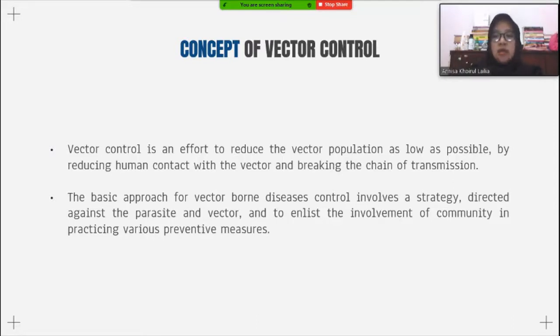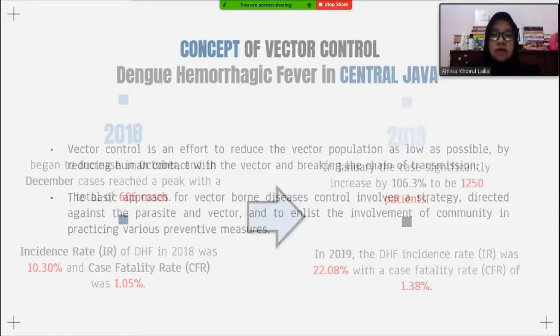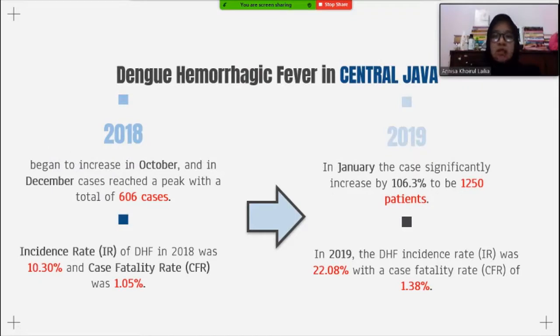The basic approach for vector-borne disease control involves a strategy that is directed against the parasite and vector, and to enlist the involvement of the community in practicing various preventive measures. In these slides we can see dengue hemorrhagic fever in Central Java.